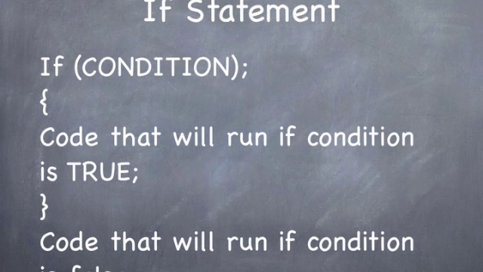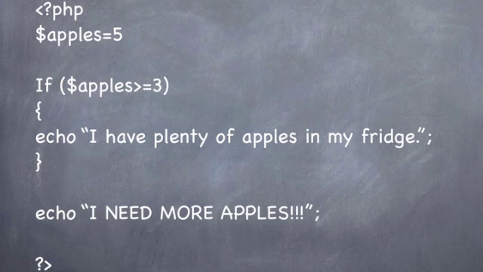Now time for an example. Hypothetically, if you're concerned about having 3 or more apples in your fridge at one time, you would begin by defining a variable, apples, as, let's say, 5. Then, between the parentheses, you would define your condition as the variable apples greater than or equal to 3. In your brackets, you could then type echo, "I have plenty of apples in my fridge." Make sure you remember the semicolon. Outside of the brackets, and thus outside of your if statement, you can echo the phrase, "I need more apples."